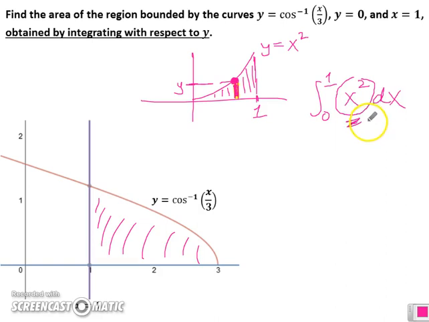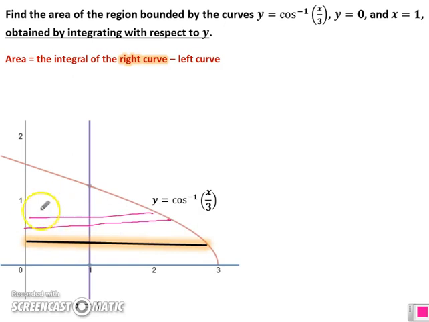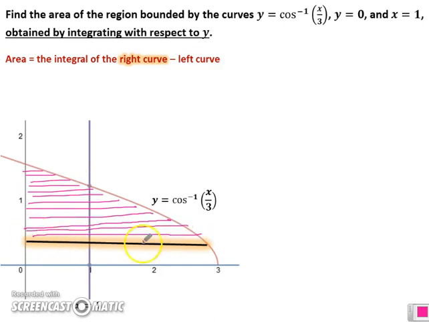When we integrate with respect to y, we're talking horizontal. So now it's a new formula. It's the right curve minus the left curve. Instead of it being the top minus the bottom, it's right minus left. And here's why. This is the distance. And again, this is random. There are an infinite number of these. I know these are not very straight. But these are all little rectangles, just like you learned in chapter 5.